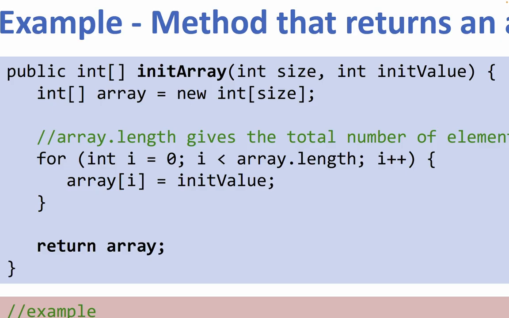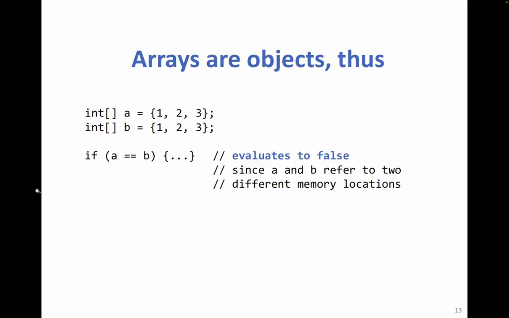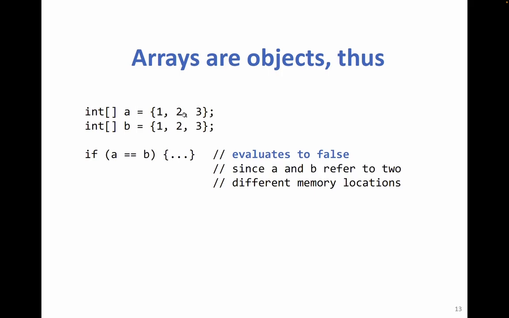Doctor, I have a question on this. Arrays are objects. So what it means is, if you have these two arrays, integer a and b, and their contents are the same, but you say if a is equal to b, the result will be false. The reason is that when we use this double equal sign, we just compare their memory locations. Since they are kept in different memory locations, the result will be false.